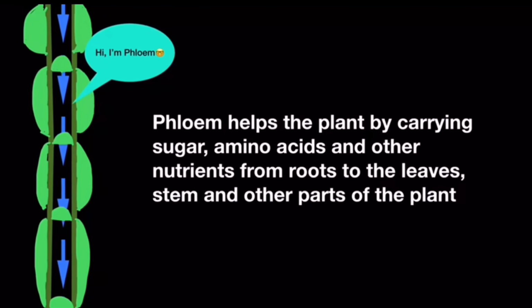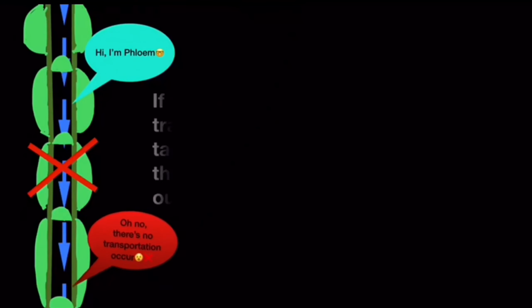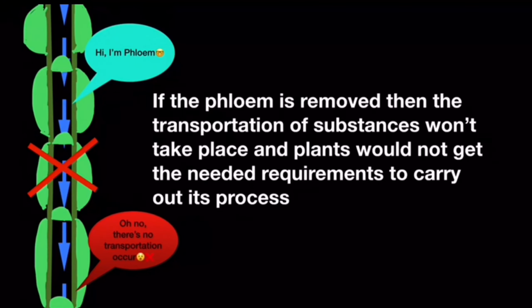If you have studied this before, you will know that phloem helps the plant by carrying sugar, amino acids, and other nutrients from the root to the leaves, stem, and other parts of the plant. If the phloem is blocked or removed, the transportation of substances won't take place, and the plant will not get the needed requirements to carry out its processes.